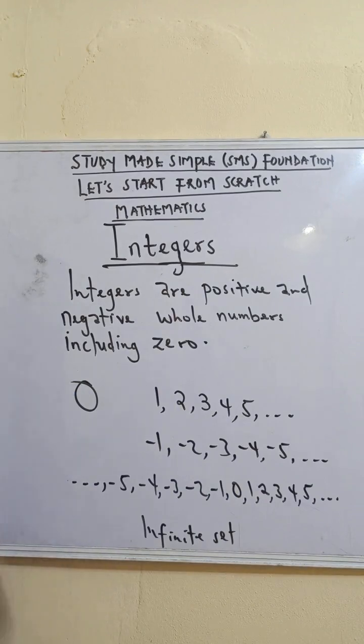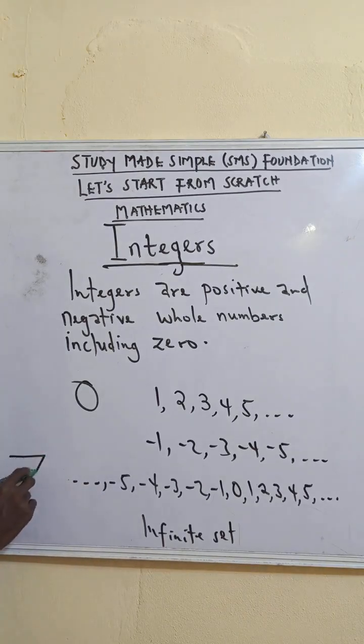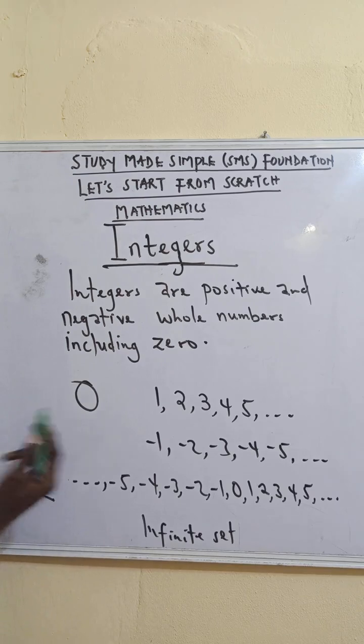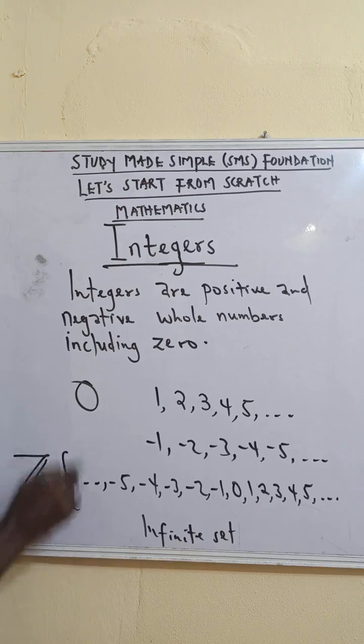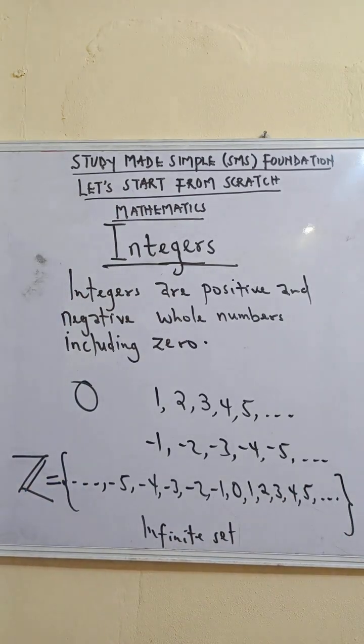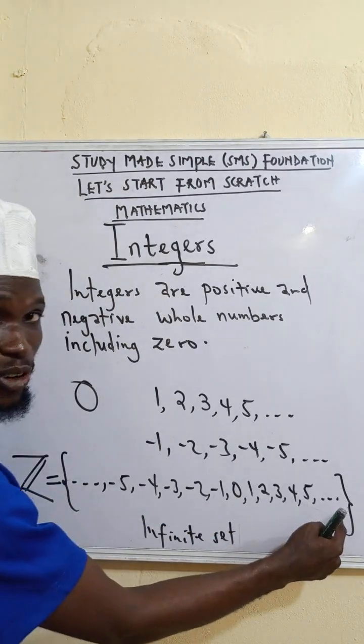Now, there is a symbol to indicate integers. The symbol to indicate the set of integers is capital letter Z, like this, but we always put a stroke in it. So we use capital letter Z to represent integers. Now, let me say Z is equal to, and I will put a set bracket, a curly bracket, to indicate that this is a set. So you can see I have contained it in a curly bracket.